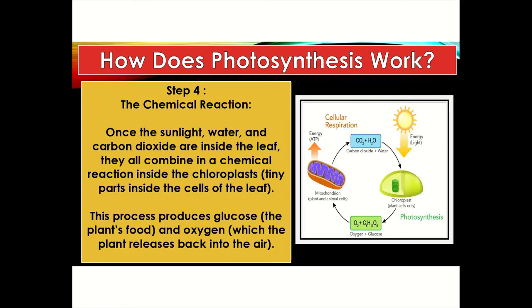Step 4. The chemical reaction. Once the sunlight, water, and carbon dioxide are inside the leaf, they all combine in a chemical reaction inside the chloroplasts, tiny parts inside the cells of the leaf. This process produces glucose, the plant's food, and oxygen, which the plant releases back into the air.